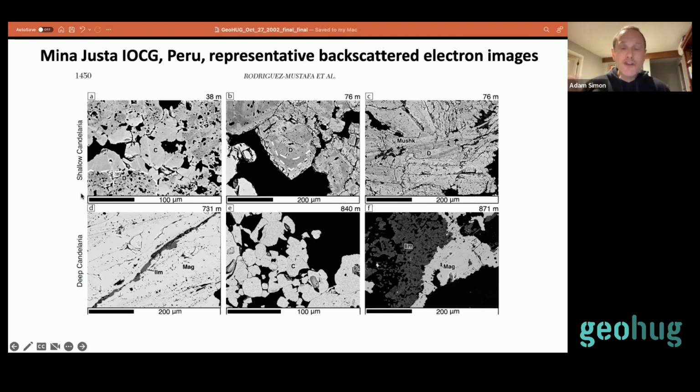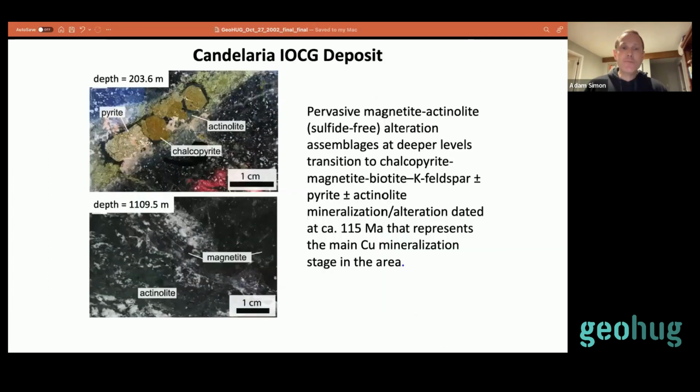You see multiple generations of magnetite, and in the deeper levels of Candelaria, you see magnetite that coexists with ilmenite. And the most plausible explanation for this coexistence is that the original crystal that precipitated, or the original mineral that precipitated, was a titanium-rich magnetite that underwent oxy-exsolution, granular oxy-exsolution, to exsolve the titanium that now exists as ilmenite.